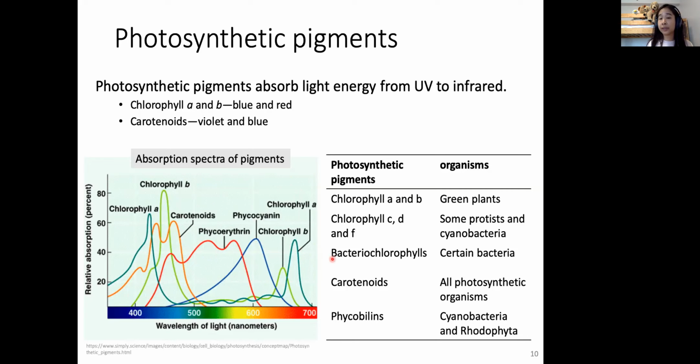And bacterial chlorophyll is very special. Some of them can absorb infrared, which can penetrate very deep in the water. And organisms like some bacteria that live in the depths of the sea can use infrared as an energy to do photosynthesis. This is very amazing, right? Different organisms live in different habitats because they have different tools to utilize different sources of energy.